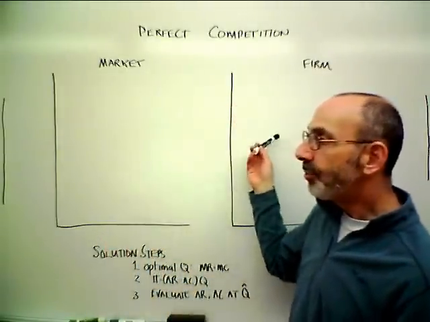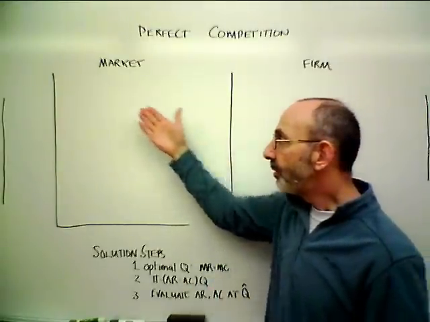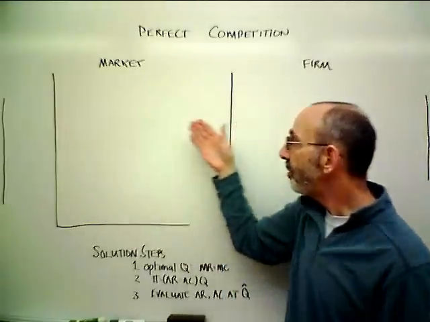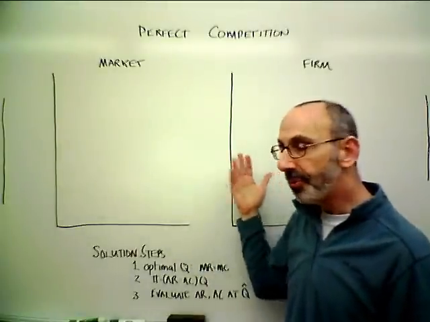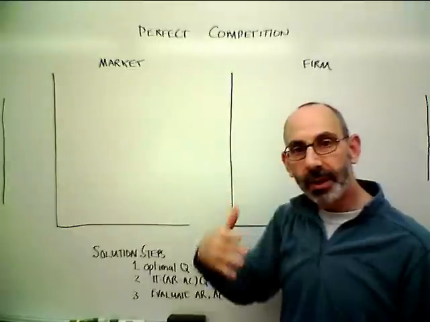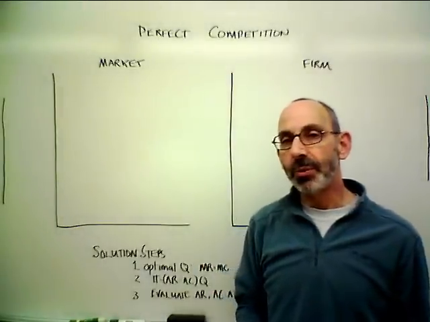I've identified these two graphs. I always recommend to do the graphs side by side, assuming that the price axis is going to be the same, have the same values and scale on both of these. And we'll start with the market. We first have to identify what's going on, do we have an equilibrium price and quantity.